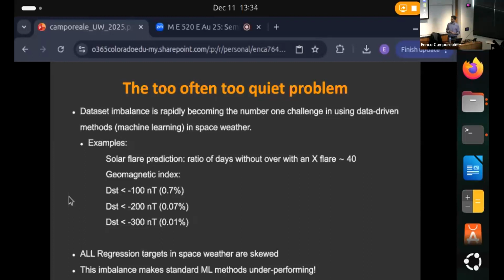The playground we often use in space weather is to try to predict the geomagnetic index, which is called DST, which stands for disturbance storm time. You can think of this as a single scalar number that is a proxy for how strong a geomagnetic storm is, an analog of the indices we use for earthquakes. It's in nanotesla as physical units, and when there's a strong storm, this goes very largely negative. If you look at the data set, only 0.7% of the time this goes below minus 100, 0.07% below minus 200, and so on.